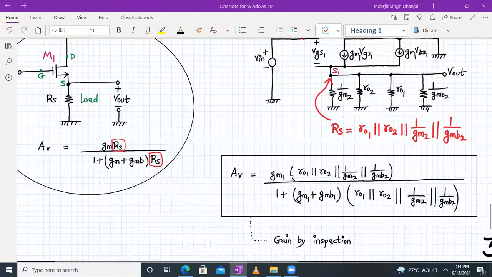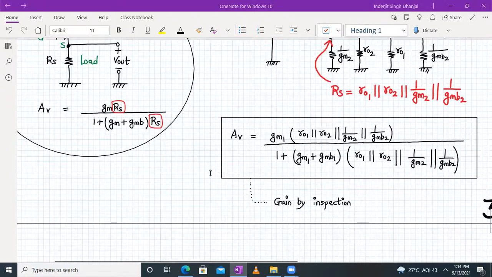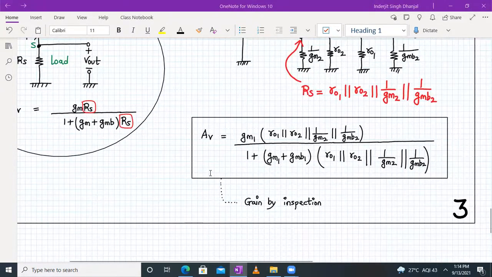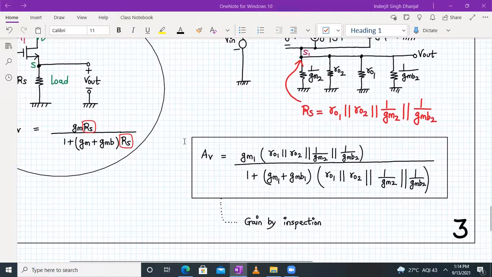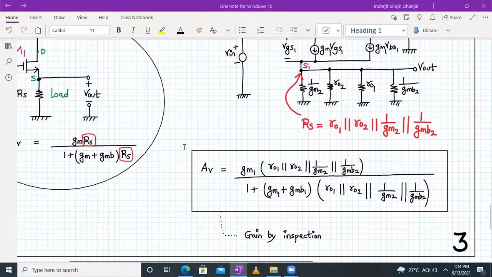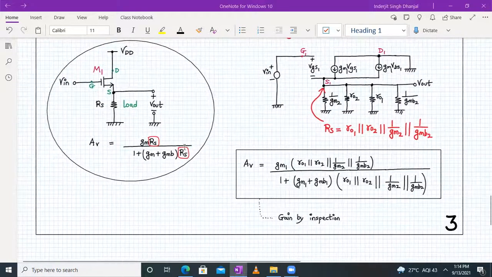So this is how we can evaluate, for any source follower circuit, the voltage gain expression just by inspection. Okay. So this is a very useful technique. Please learn it as quickly as possible. Try to practice this on your own, and then try to realize whether you are arriving at the same result or not. So I guess that is all for this session.